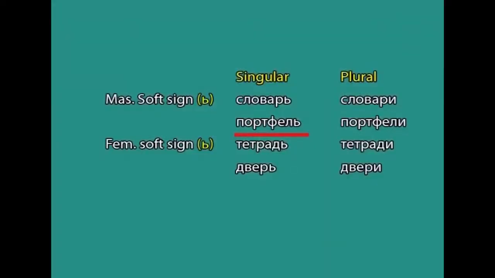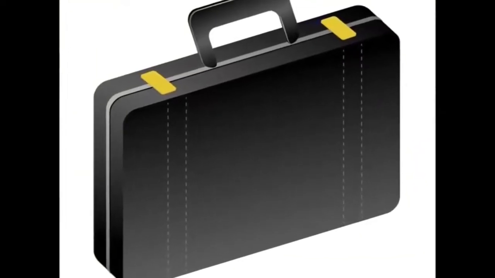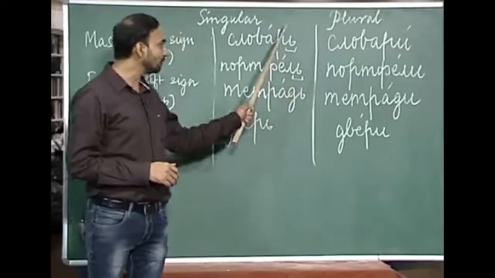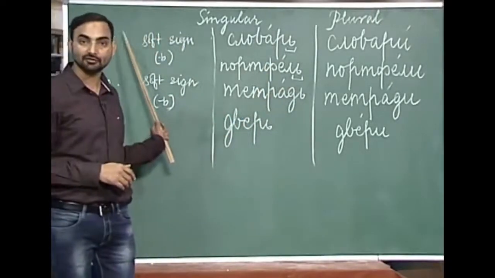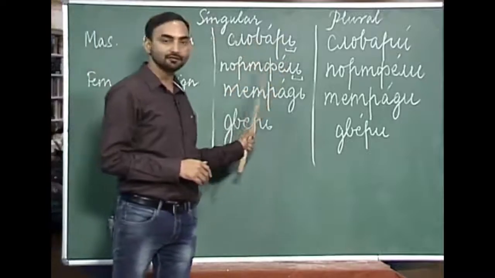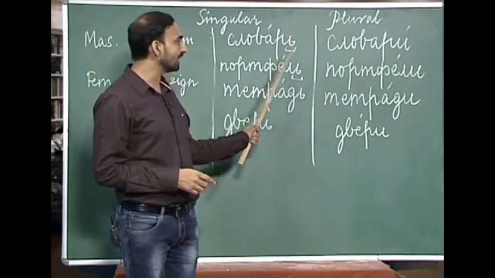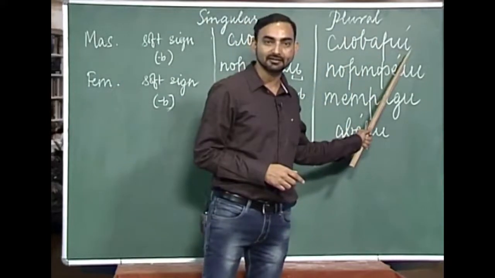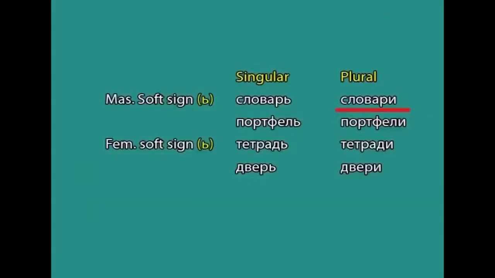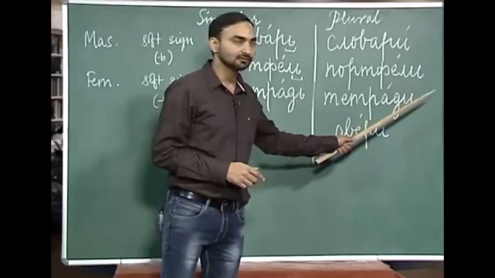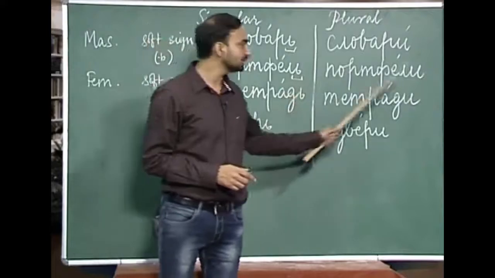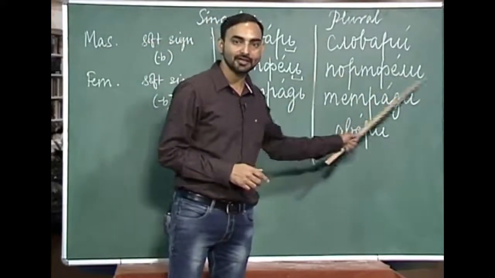Portfel, portfel is a briefcase. Briefcase again has a soft sign ending, and both these nouns are masculine gender nouns. So, how do we form plurals of these masculine gender nouns with soft sign ending? We replace this soft sign with soft vowel E. So, what is the plural of slovar? I have written it here, slovari, dictionaries. And what is the plural of portfel? Portfeli. Again, soft sign has been replaced with soft vowel E, portfeli.